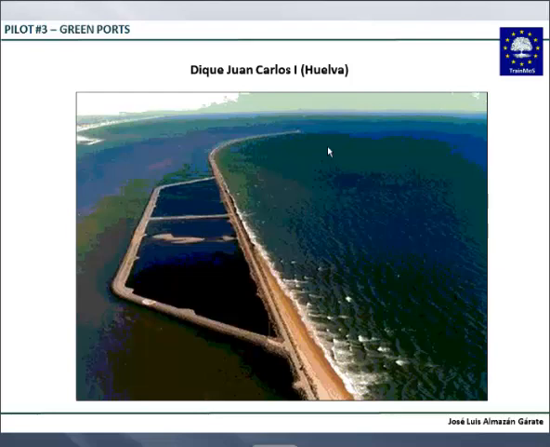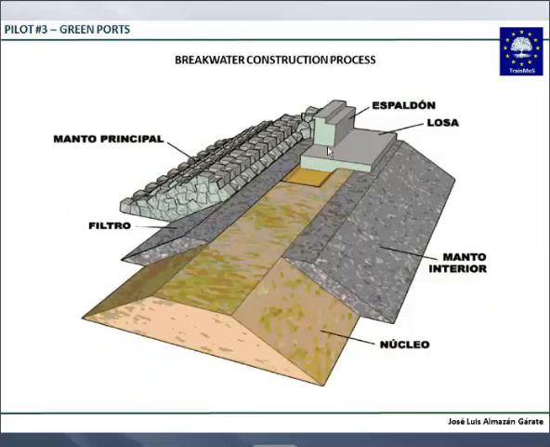We also have the deepest dike in the world. How do you build that? Well, now you build the dike in the nucleus. After the nucleus, the filter areas, and then the protecting areas, and then the concrete level.